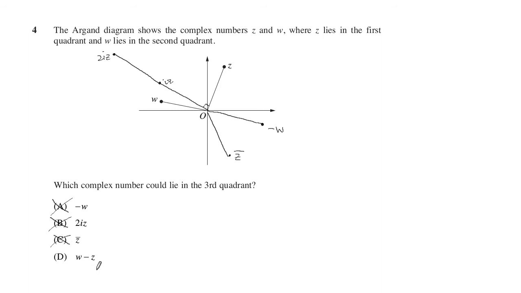Now w minus z, I would think of that as like minus z is like this vector out here, and then you're adding that onto w, so it's like having that. So that vector there is w minus z. So that is in the third quadrant, that is what we want. So D is the answer.